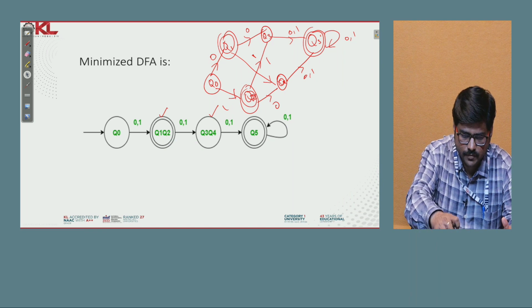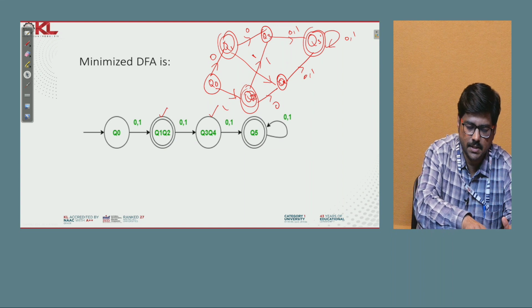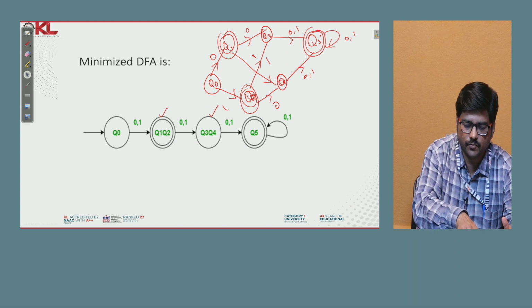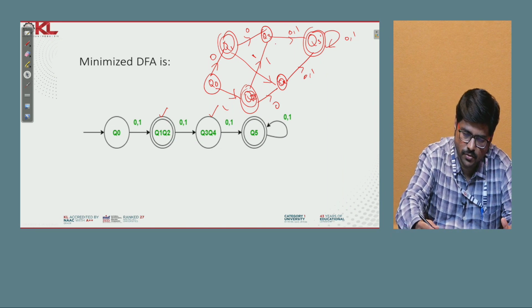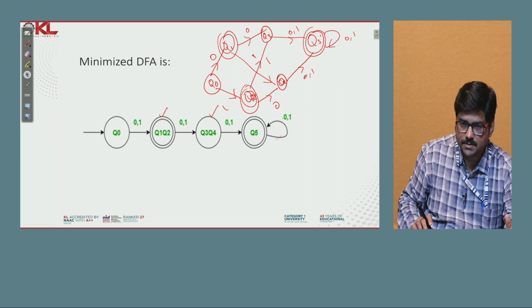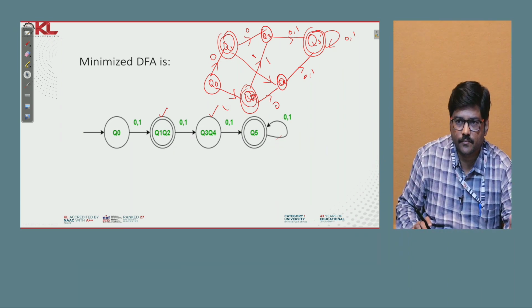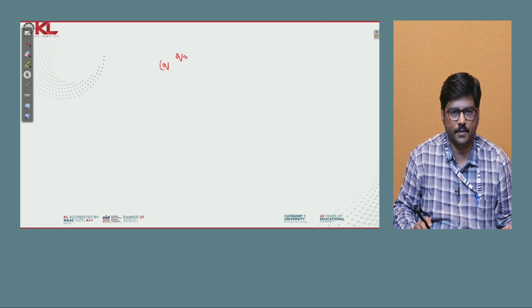Now Q0 to 0 1, where are we reaching? Q1 Q2. So we make Q1 Q2 one state. That's why we connect 0 1 from Q0 to Q1 Q2. And Q1 Q2, now one state, with 0 1 reaches Q3 Q4. Q3 Q4 with 0 1 reaches Q5, and Q5 with 0 1 reaches Q5. So this is the minimized DFA. Now we have reduced 6 states into 4 states. That is how we minimize a DFA using the Myhill-Nerode theorem. So this is the transition table for this minimization of DFA. Thank you all.